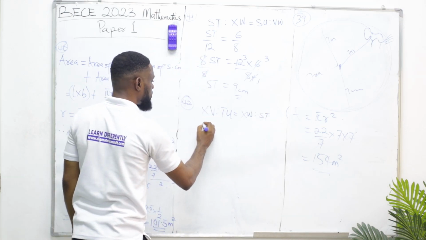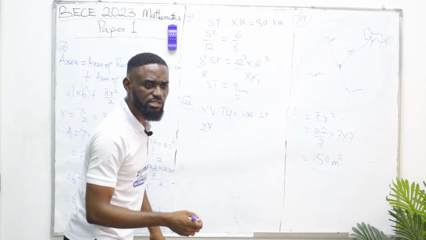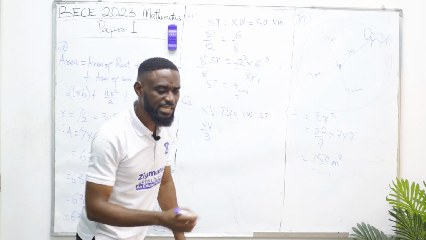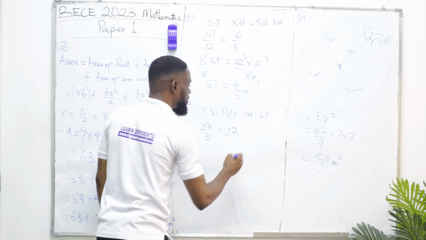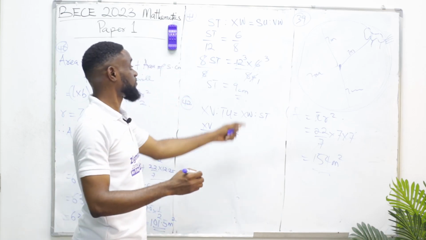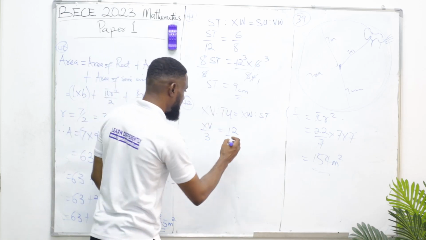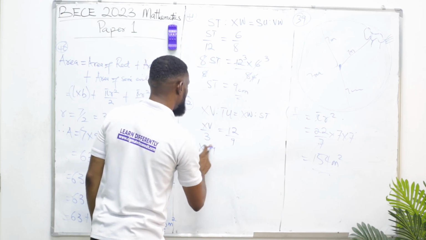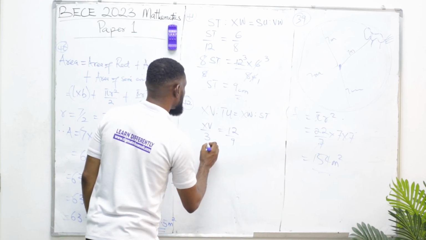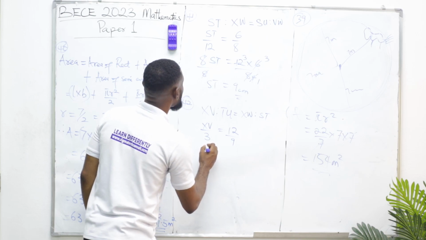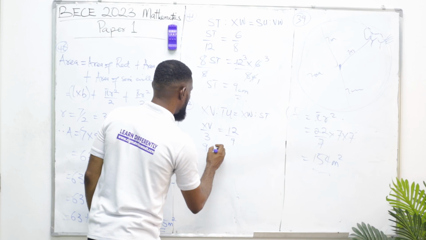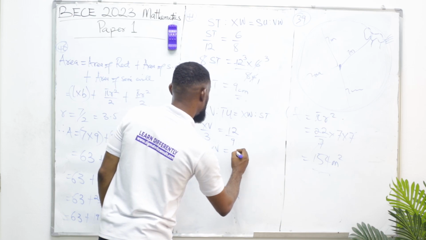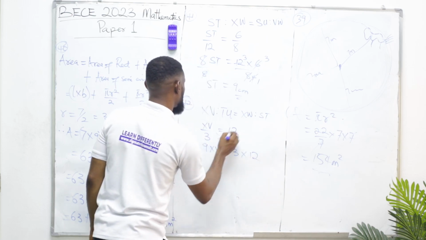So XV over TU. What's our TU? TU is 3, is equal to XW, XW is 12, over ST. Our ST, which we have just gotten now, ST is 9. All right. So this will be 9XV, equal to 3 times 12. I simply cross multiplied.